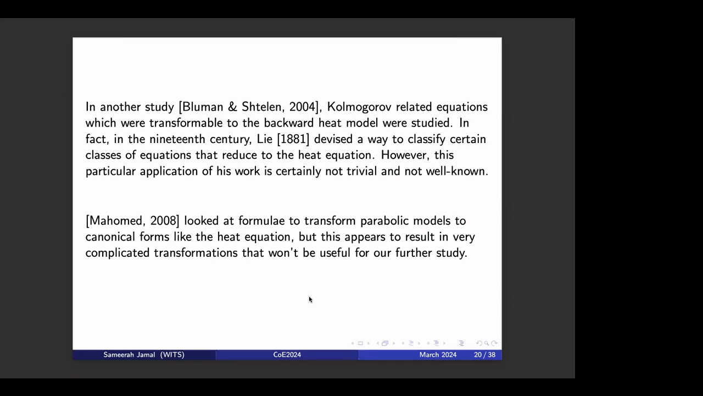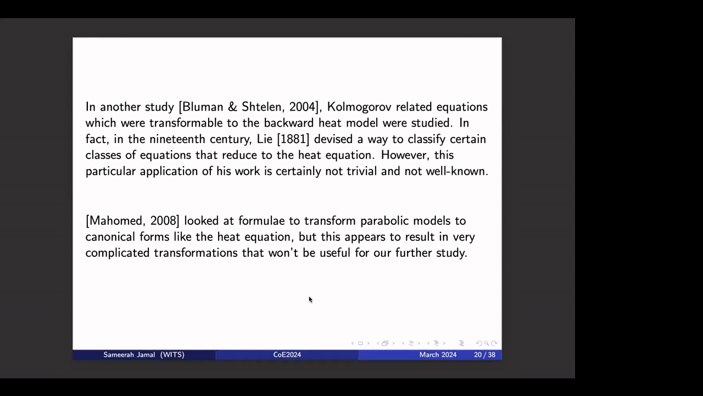However, as early as Sophus Lie in the year 1881, there was a way to classify certain classes of equations that reduced to the heat equation, or rather simpler equations. And this application of his work is not trivial, and it's also not very well known, and it's also not very well applied. In 2008, Faisal Mohammed looked at formulas to transform parabolic models to equations like the heat equation and some other similar types of equations.